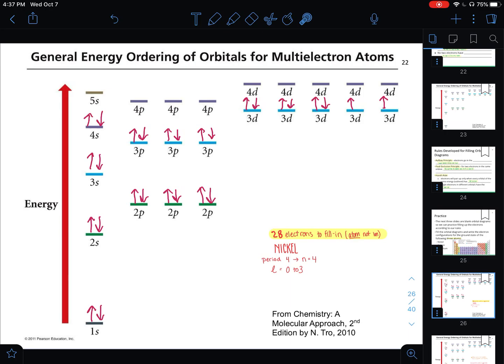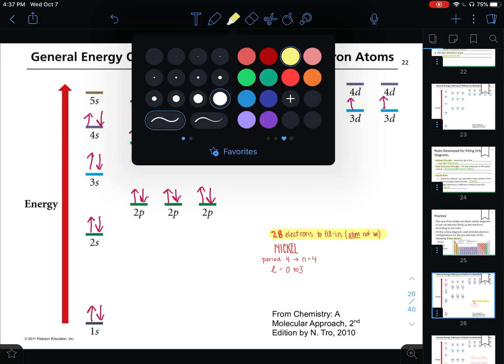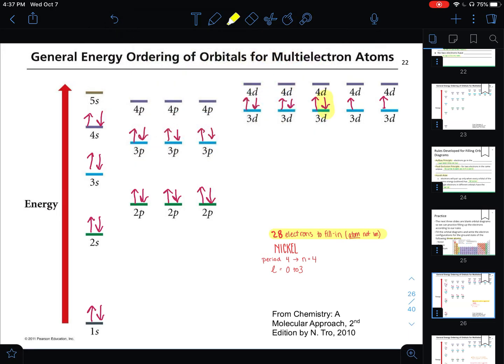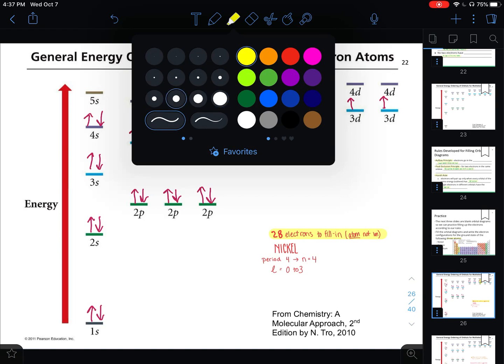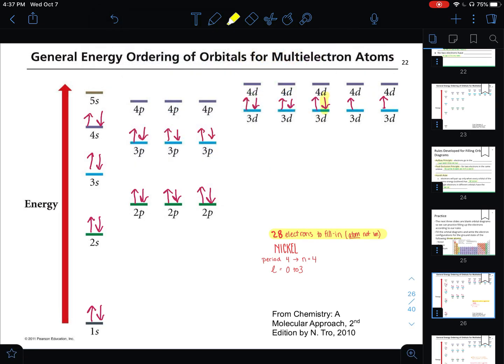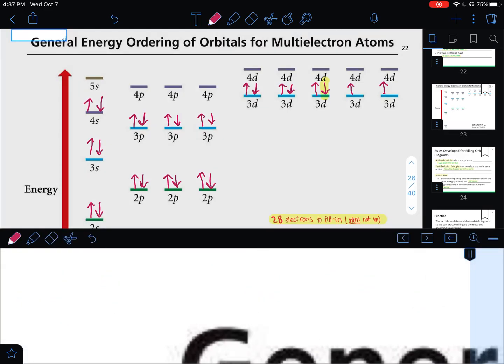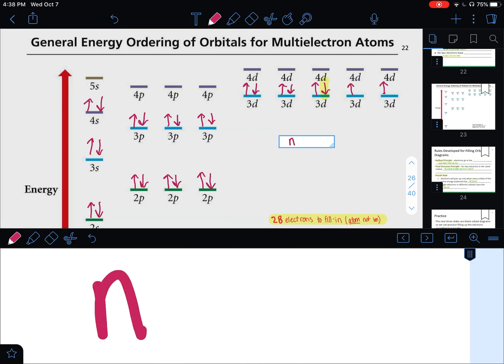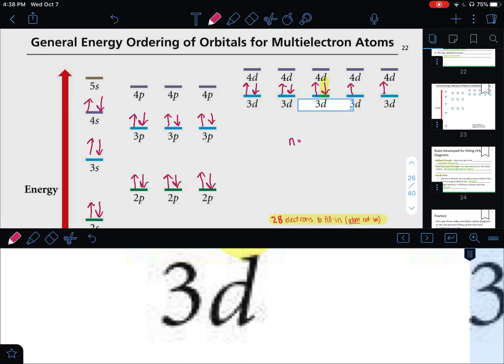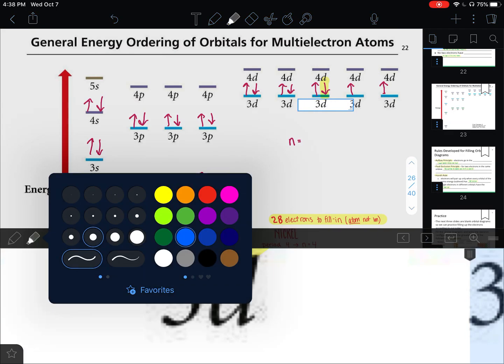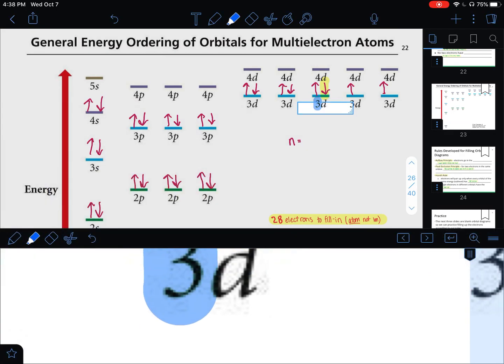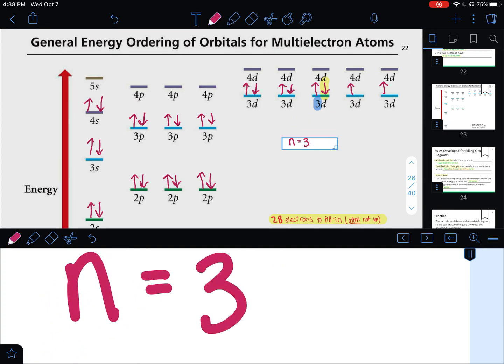Now let's identify the different parts. I'm going to pick an electron. Let's pick the very last one that we ended in, because why not? Highlight, that's a little too big. All right, so let's identify the 4 quantum numbers associated with that electron I just highlighted. We are going to start with n. This ended up in the 3rd energy level, and I know that because of the 3 right there, so n is equal to 3.